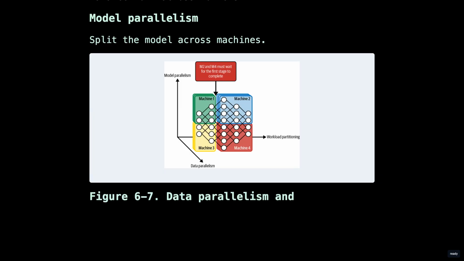The figure contrasts two layouts, one where every worker has the same model, and one where each worker owns only part of it. That difference determines whether the system is moving data shards or moving activations between machines.